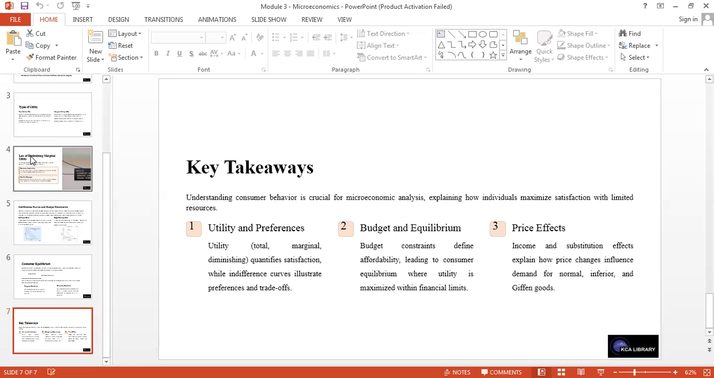And we looked at the price effect also, where income and substitution effects explain how price changes influence demand for normal, inferior, and Giffen goods.